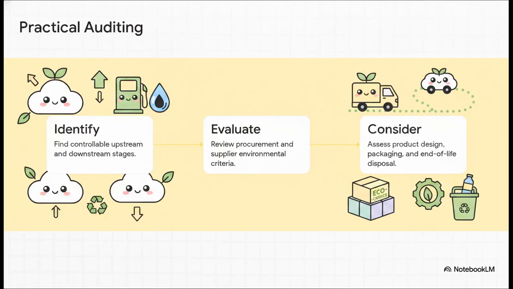So how do we practically audit this? Well, first, check how the organization identifies stages they can actually control. Second, evaluate their procurement and supplier criteria. And third, look at product design and end of life. A classic example from the source material is a logistics company. Obviously, they can't control how the delivery trucks they buy are manufactured, right? That's totally out of their hands. But they can absolutely control route optimization to save fuel, and they can set supplier criteria for the fuel they buy. Boom! That is applying a life cycle perspective effectively.